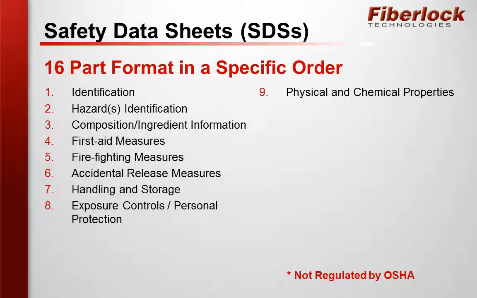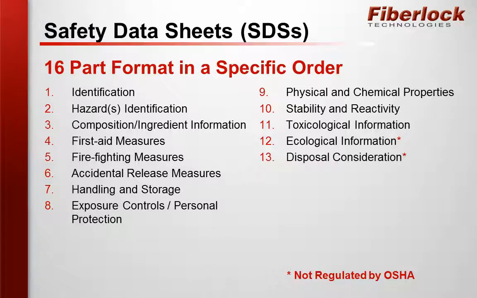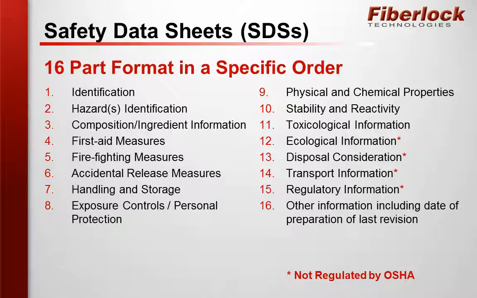Part 9, physical and chemical properties. Part 10, stability and reactivity. Part 11, toxicological information. Part 12, ecological information. Part 13, disposal considerations. Part 14, transportation information. Part 15, regulatory information. And Part 16, other information including date of preparation and of last revision. Please note that parts 12 through 15 are not regulated by OSHA, but are part of the global harmonized system.